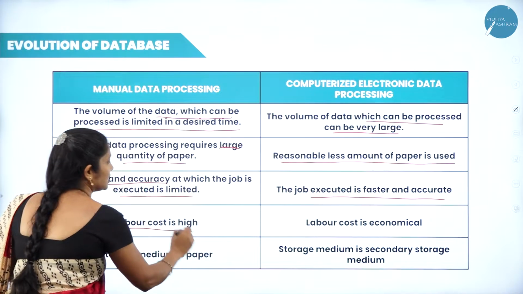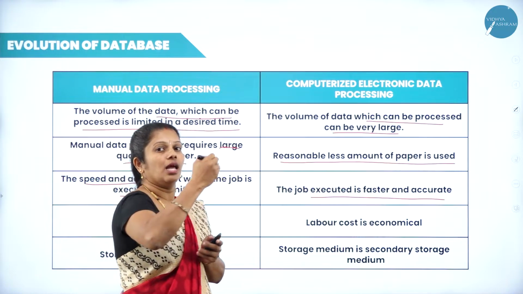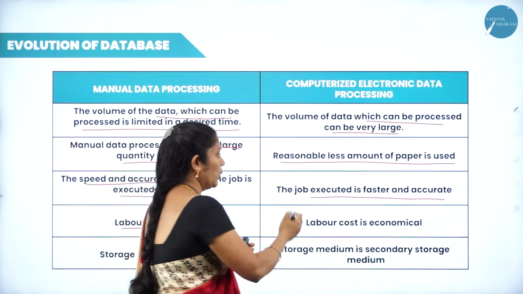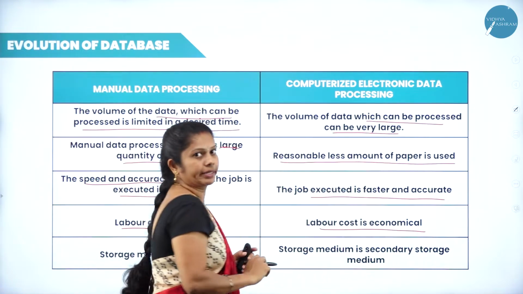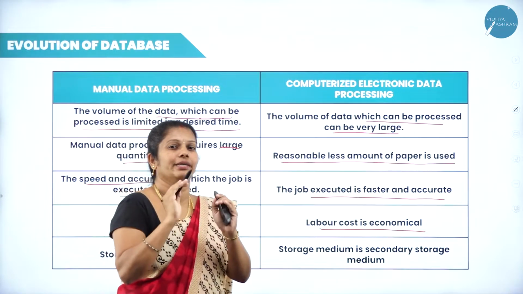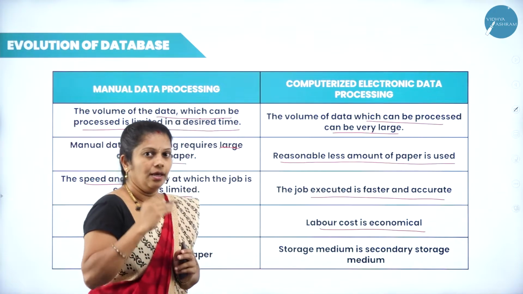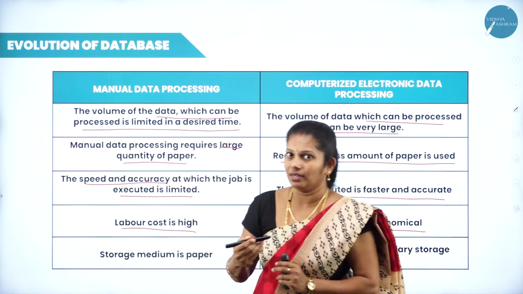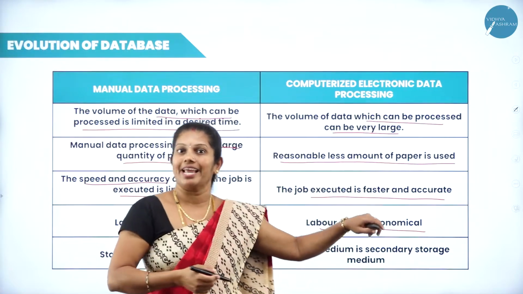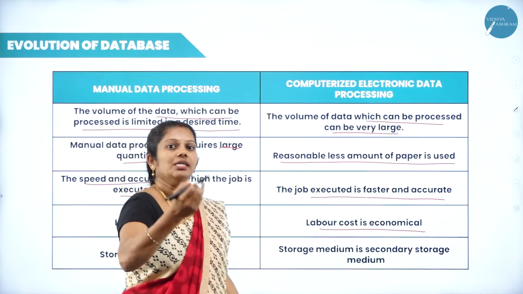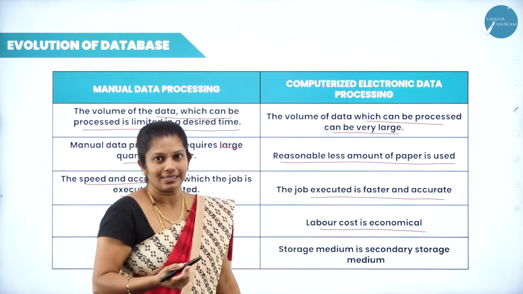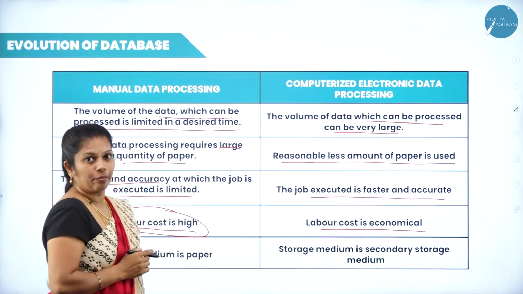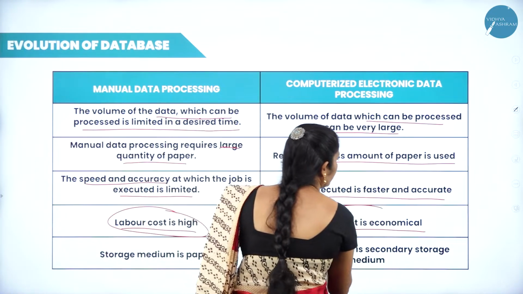Then, labor cost is high. In manual, we require a large number of people. That's why the cost is also more. Whereas here, the labor cost is economical. For example, if I want to do a particular work by human beings, it takes a lot of persons as well as time. By using electronic devices, I can do the same work within a few days or even within a few seconds. That's why in manual the cost is high, whereas here the cost is economical.